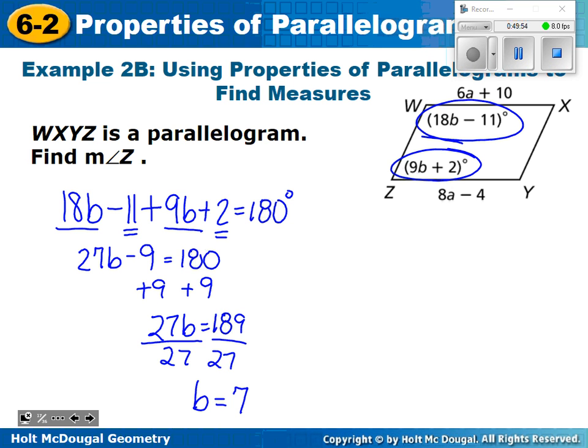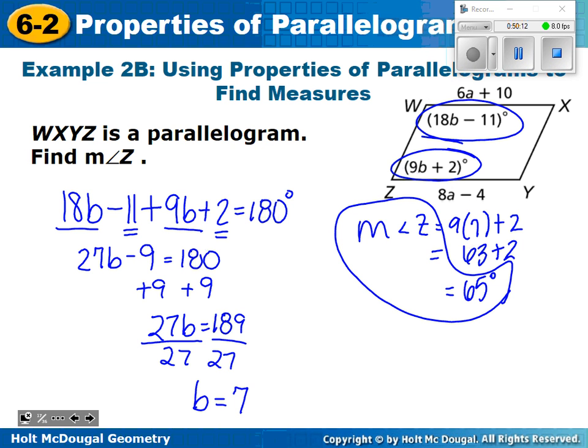The question, though, said find angle Z, so let's go back and plug it in. Measure of angle Z will equal 9 times 7 plus 2. 65 degrees, because we have 63 plus 2, which is 65 degrees. Don't forget your degree symbol. Don't forget your little M's for measure of angle.